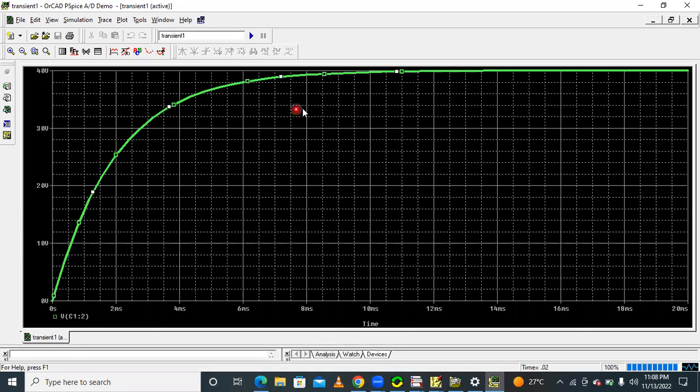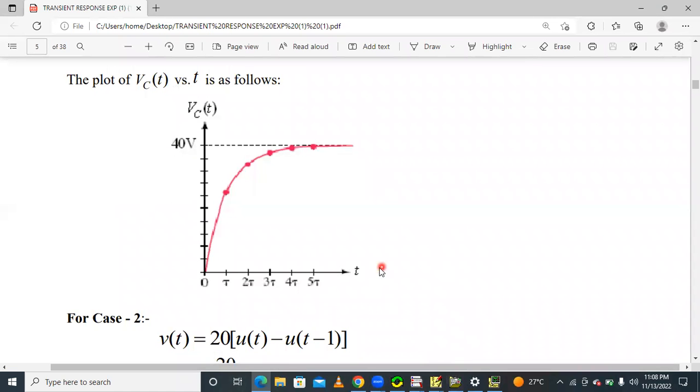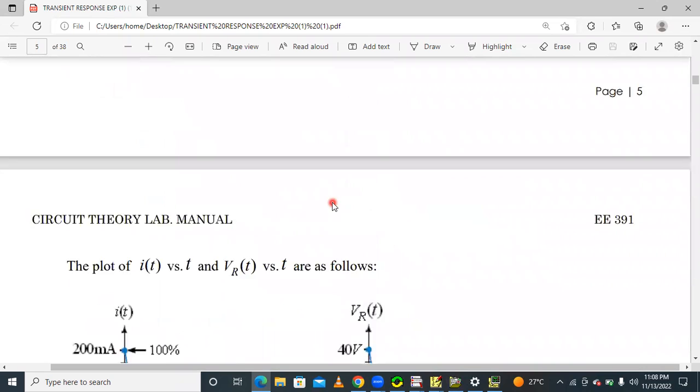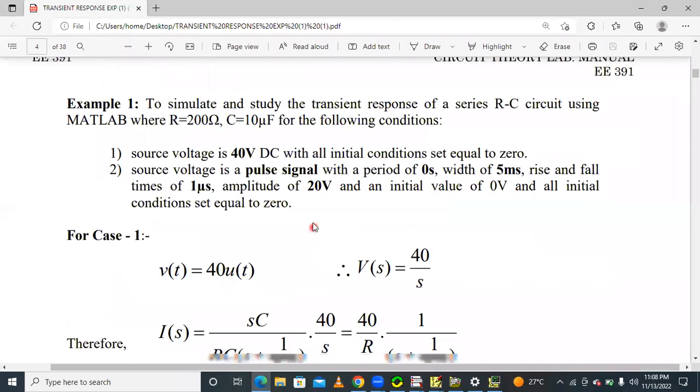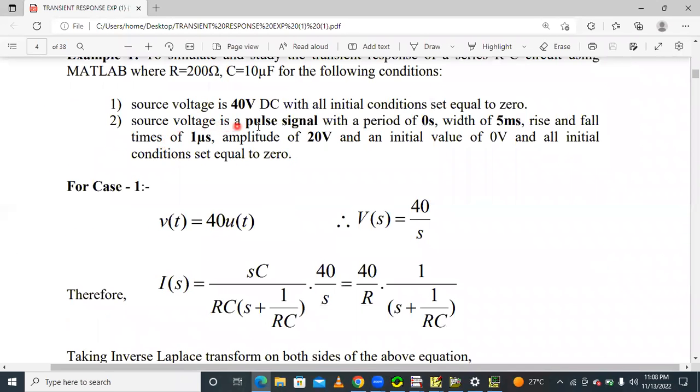The exponential increases up to 40 volts. The maximum is the source voltage, 40 volts. That's why the capacitor voltage increases like this. Similarly, in the circuit for the second case, what is the second case? The source voltage is a pulse signal.